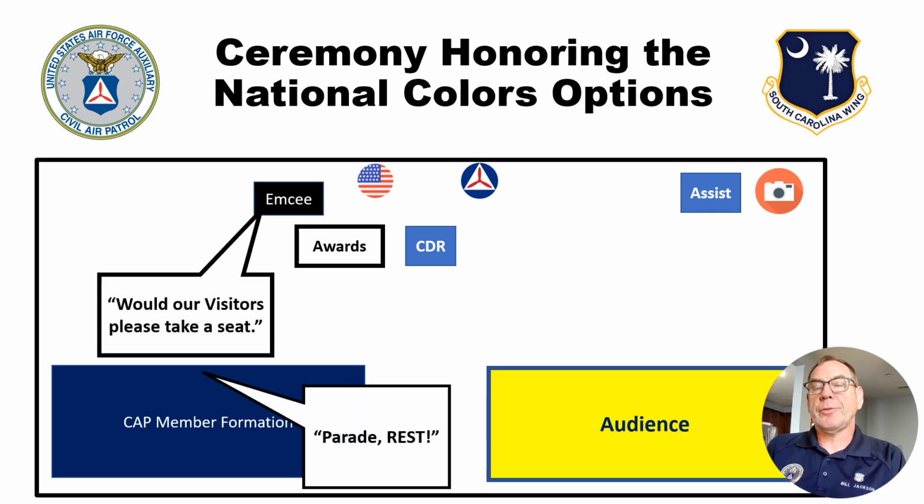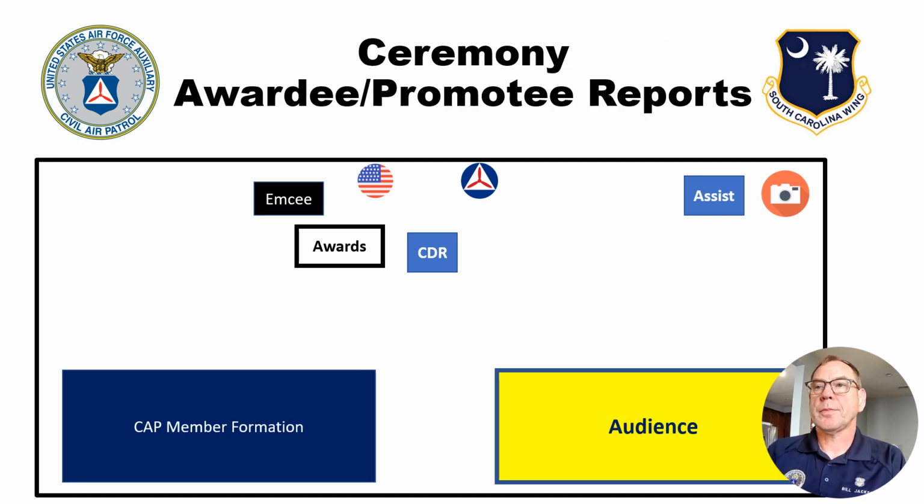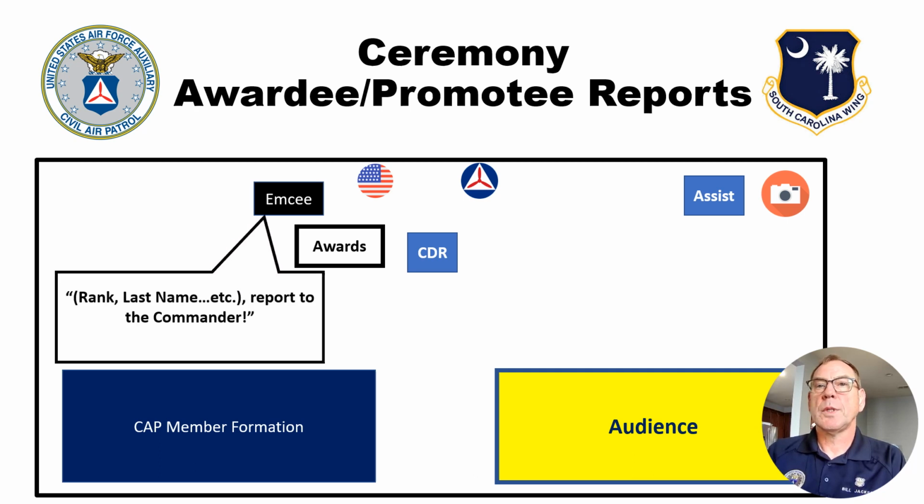All right, afterwards, the MC says, would our visitors please take a seat? And of course, whomever is in charge of the CAP members formation will command parade rest. Then the MC will state, rank, last name, report to the commander. Okay, we'll use the example of Cadet Alpha. So we'll say Cadet Alpha, report to the commander.